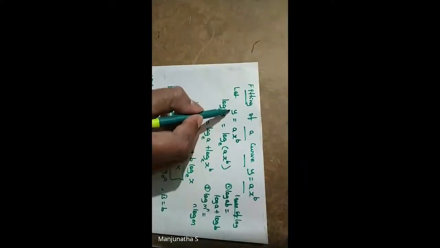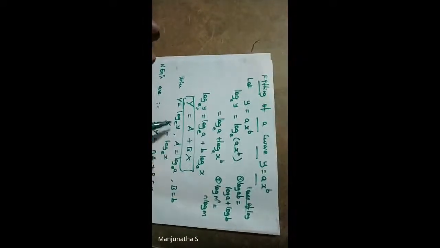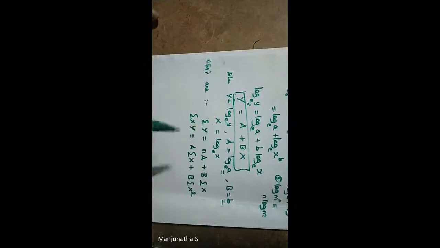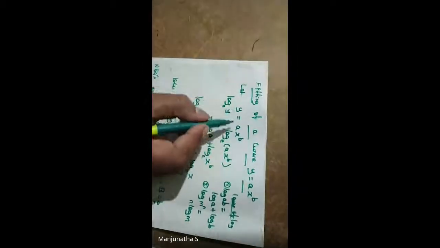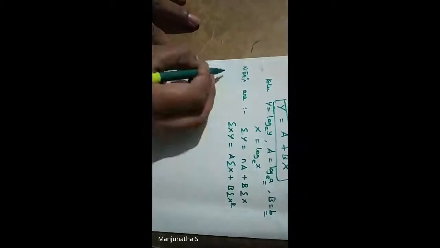To fit this curve, we need to substitute these A and B values. I'll let you know those values while doing the problem. When you substitute those two values, that is the correct fit or best fit for the curve y is equal to a x power b. So we'll solve the problem.